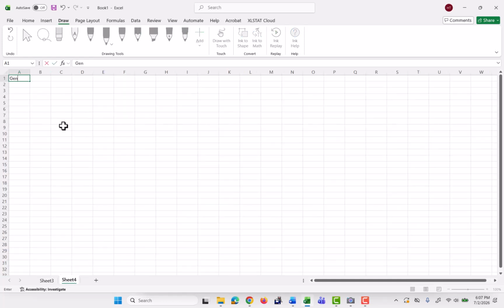For general normal distributions, the mean can be anything, and the standard deviation is anything greater than 0.